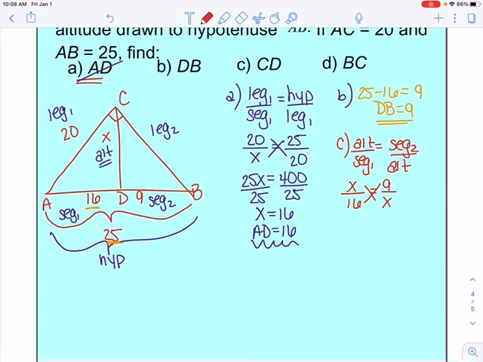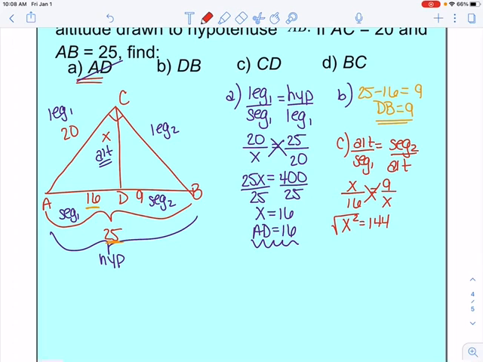Cross multiply, X times X is X squared. 16 times 9 is 144. And again, when we take the square root of both sides, my altitude there, or the length of CD, is going to be 12. So now this one is 12, so we'll get rid of the X up there. Okay, and I think I'm finally on to my last piece here for part D. I need to find BC. Okay, so BC is leg 2.